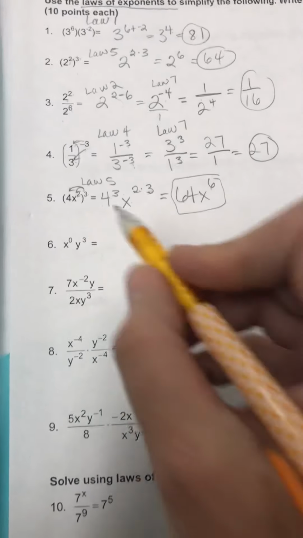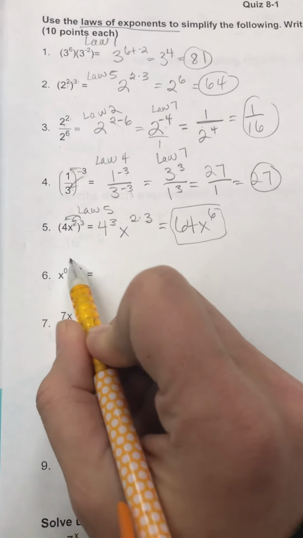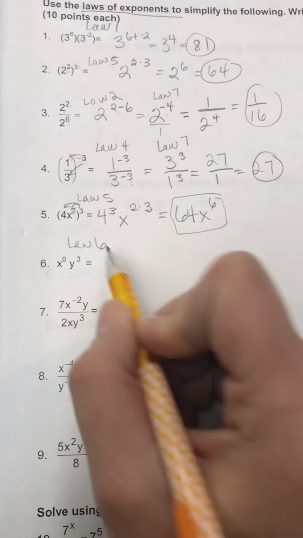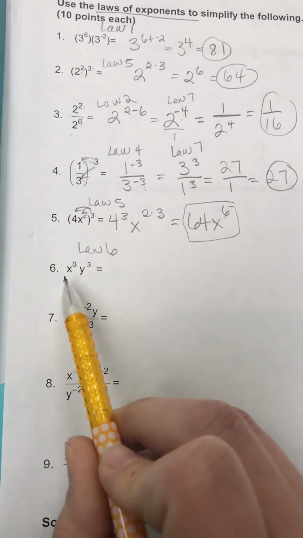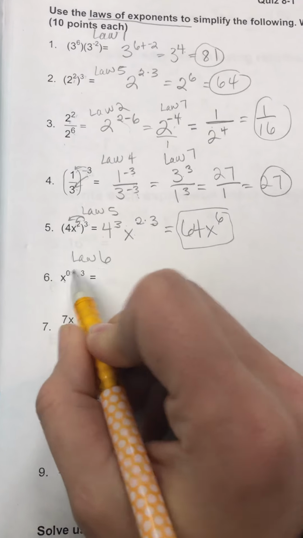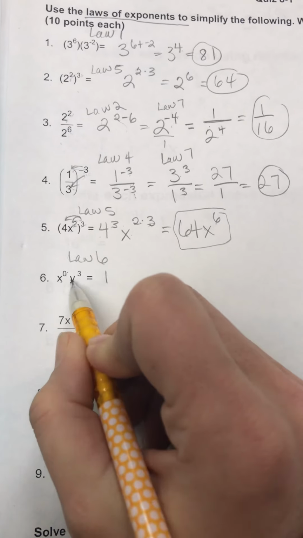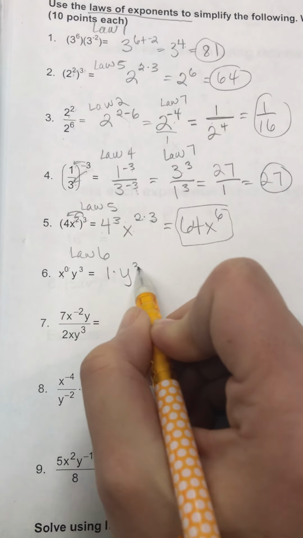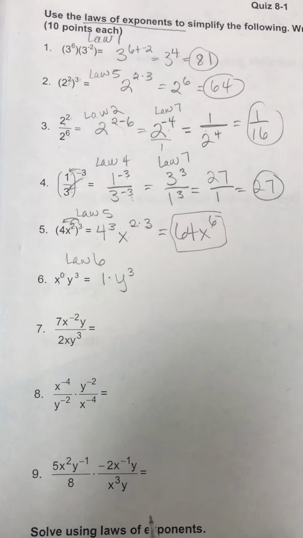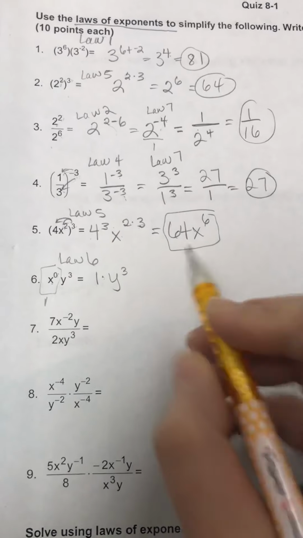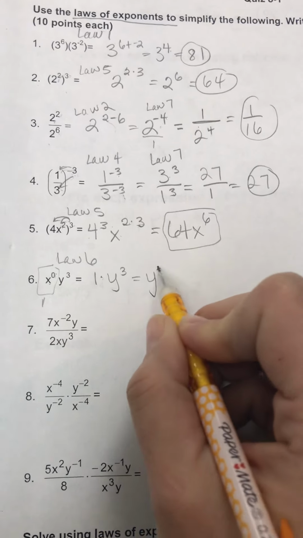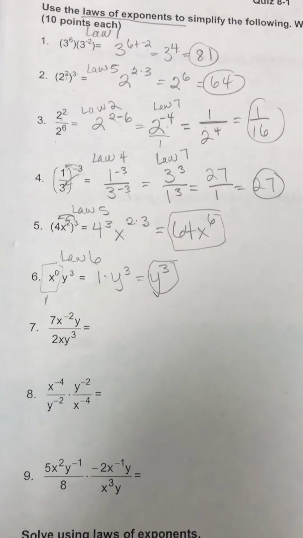All right, let's look at number 6. This is going to be law 6, and it tells you that anything to the 0 power is 1. So that means x to the 0 is 1, and you're going to times that by y cubed, because this value right here is equal to 1. So now that's going to give you y cubed, and that's your answer.